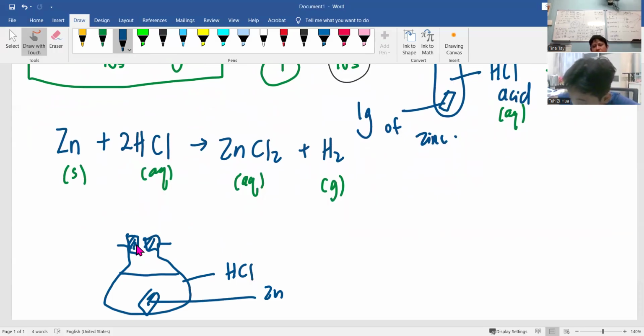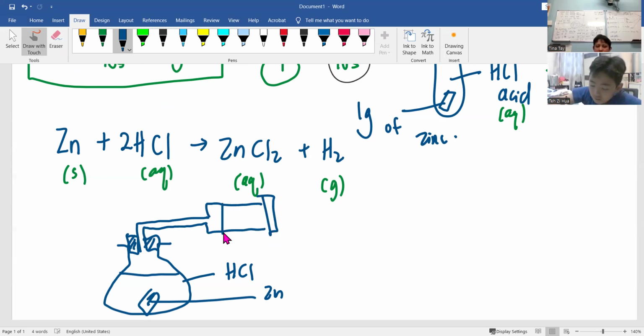Now there are a few things we can do. The easiest thing we can do is just put this thing here. Can you tell me the name of this apparatus? Gas syringe. Very good. A gas syringe will give us more accurate results, a more accurate reading. You can see the gas produced.